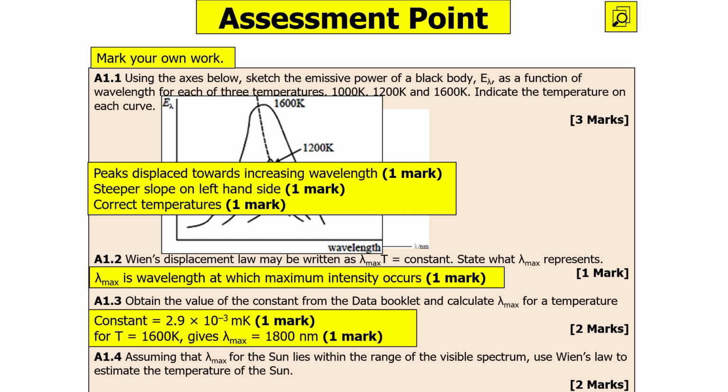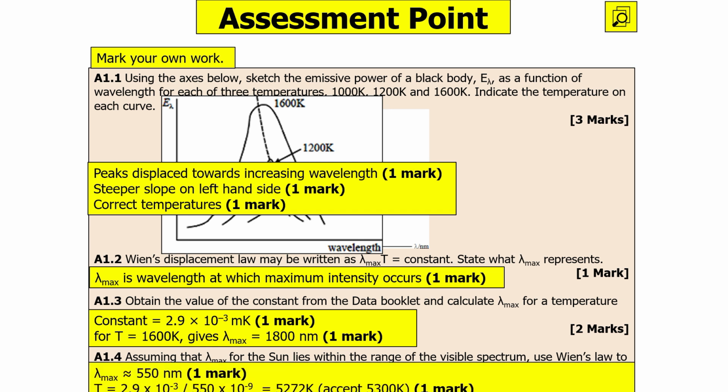Now the next one, we do lambda max times T equals 2.9 times 10 to the minus 3, pop in all the values and we get lambda max to be 1800 nanometers. Now for this next one, you've got to assume that approximately the wavelength of visible light is about 550 nanometers. Pop it into the equation and we get about 5300 Kelvin.